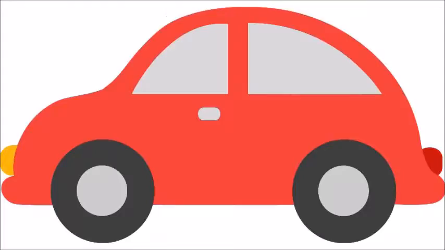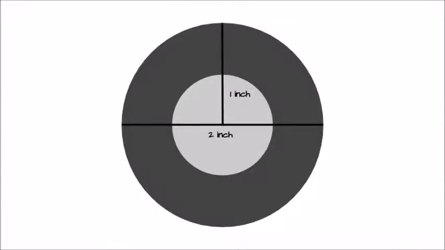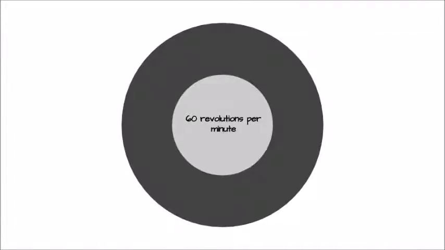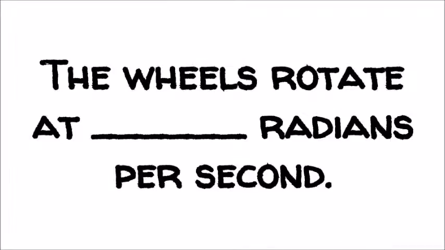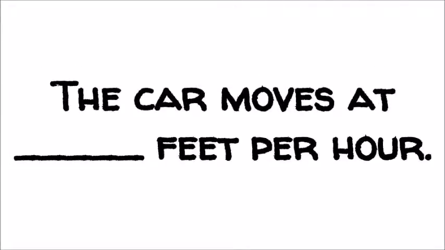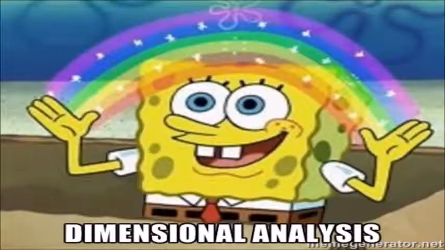Let's practice. Let's assume that a toy car has wheels that are 2 inches in diameter and it has 60 revolutions a minute. How fast are the car's wheels rotating in radians per second, and how fast is the car moving in feet per hour? To solve this problem, we will have to use a method called dimensional analysis. First, let's set up what we know.